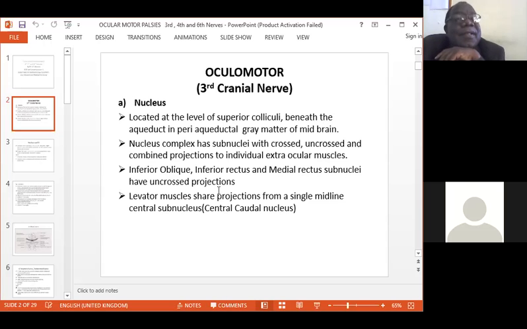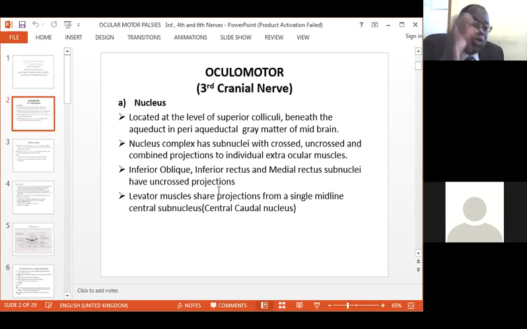Then levator muscles share projections from a single midline. Levator muscle is responsible for elevating the eyeballs to look up. The fibers which innervate the levator muscles in both eyes come from a single central nucleus at the back. I think this is very important for you to appreciate when there is a palsy, a failure of the movement of the eyeball.